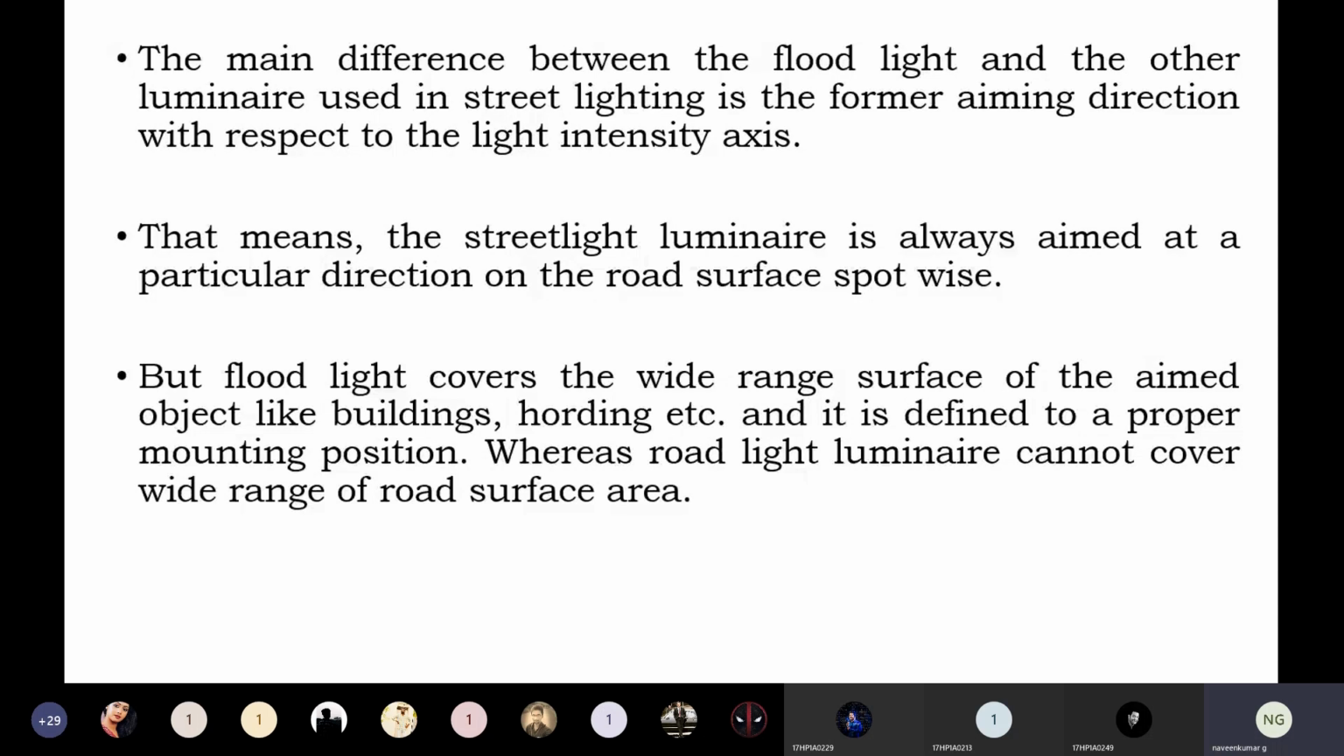Floodlight is used for objects such as buildings and hoardings. You have different kinds of hoardings, and all these kinds of things will have floodlights used.